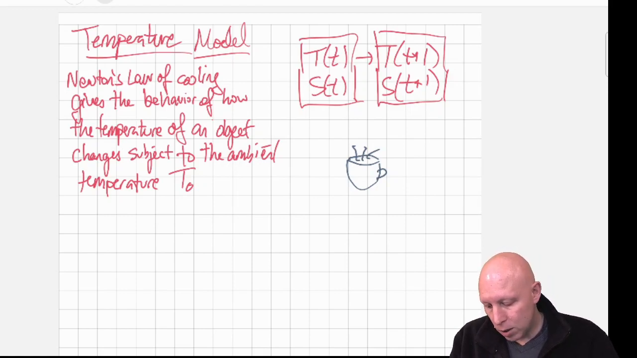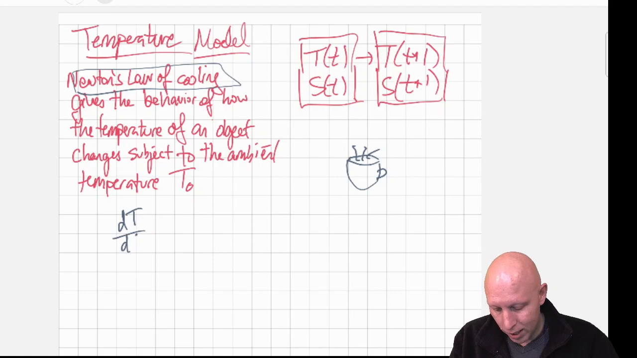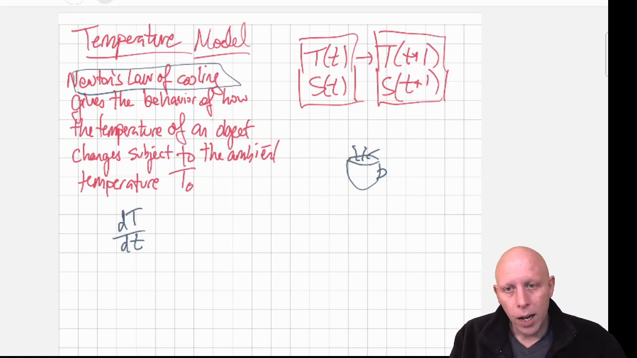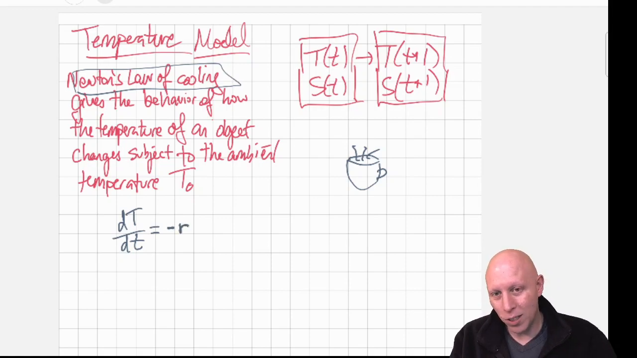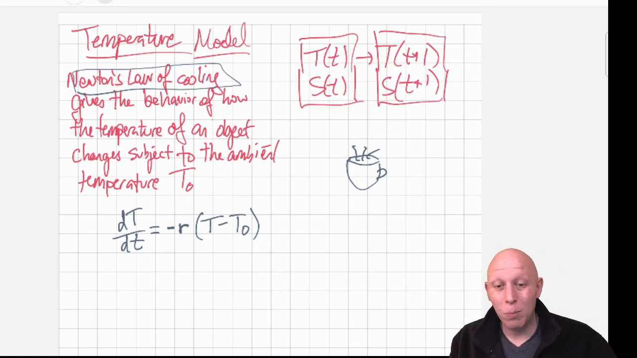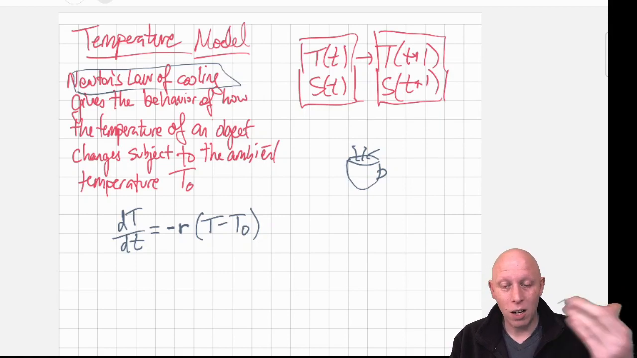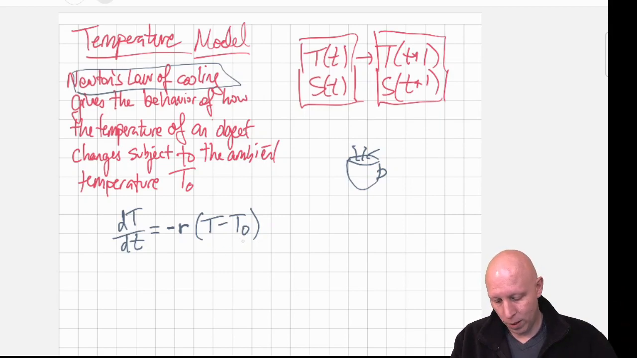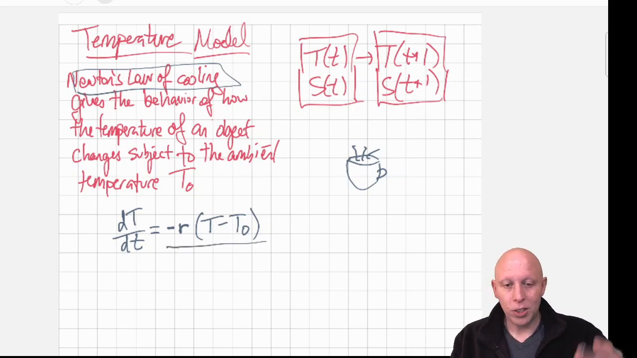Newton's law of cooling says that the change, dT/dt, and I know it's a little confusing to have t's all over the place, but that's what we've got, dT/dt is equal to some negative constant, so a negative positive constant, times T minus the ambient temperature, T naught. So when the temperature of the coffee is higher than the room temperature, then we expect the temperature to go down.